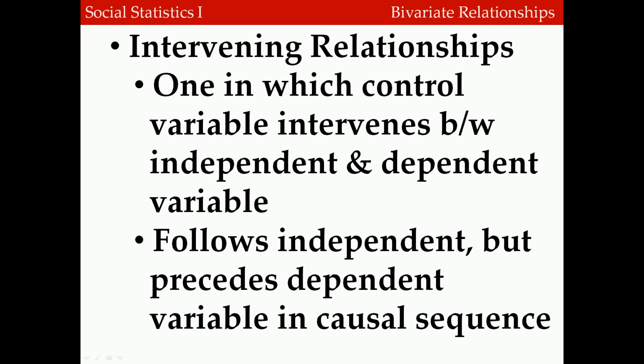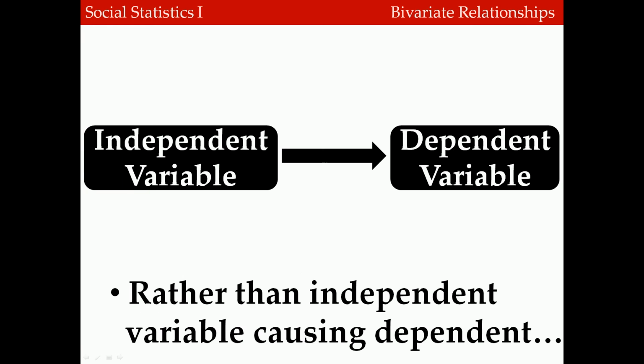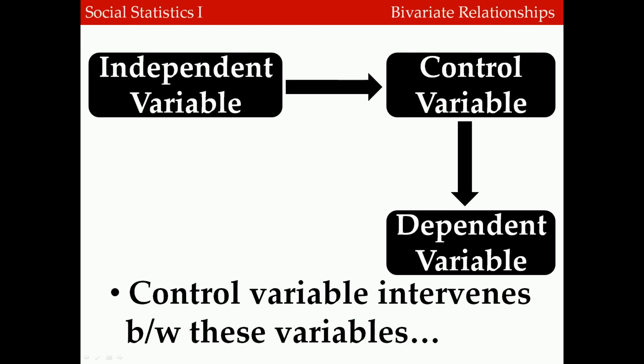In an intervening relationship, we have some kind of control variable that intervenes directly between the independent and dependent variable. In other words, the independent variable doesn't have a direct effect on the dependent variable, but there's a third variable that goes in between the two. And so, rather than having an independent variable cause a dependent variable directly, what we have is the independent variable causing some control variable, which then causes a dependent variable.